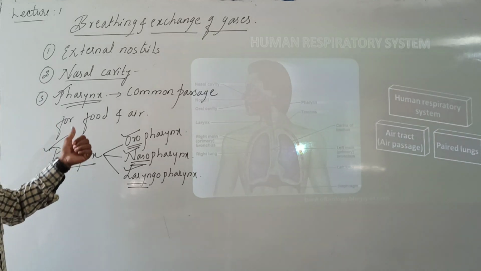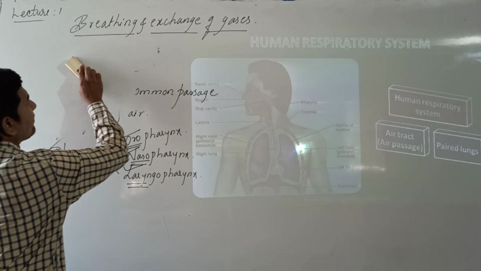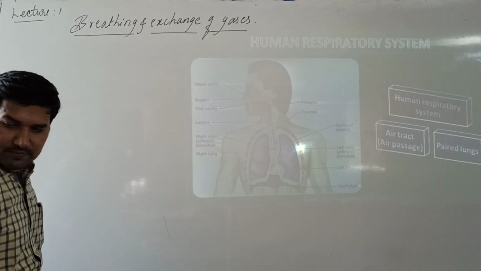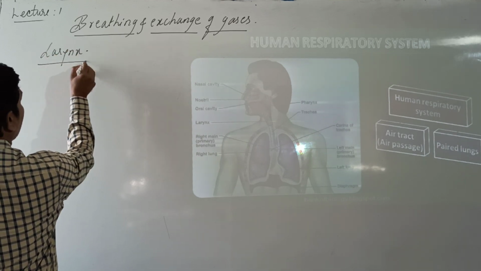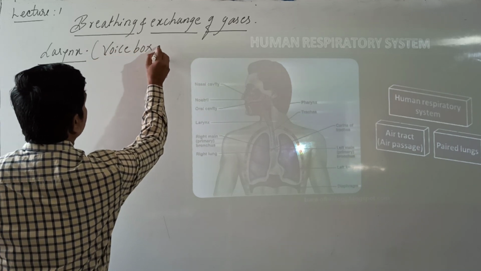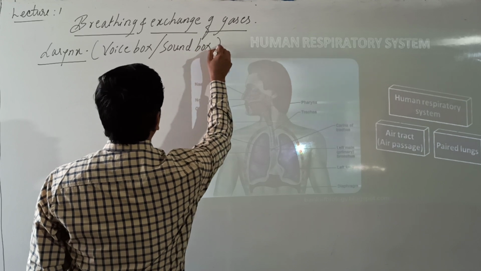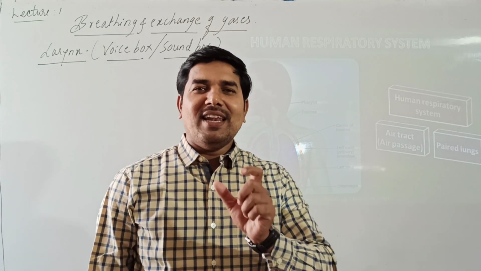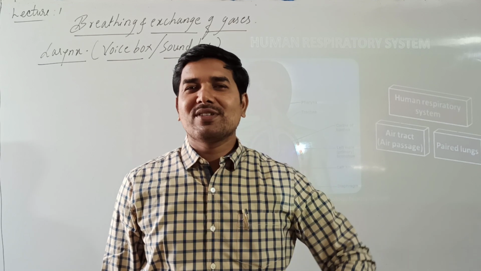Okay, so let's go to the next part. After the pharynx, the next one is the larynx. Larynx is commonly called a voice box, or it is also called a sound box. So this is the alternative name for the larynx. Why is it called a voice box? Already we know, because it produces the voice.